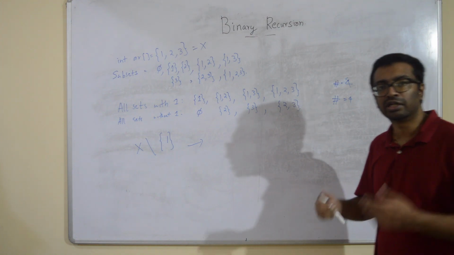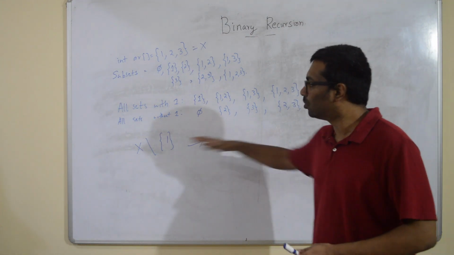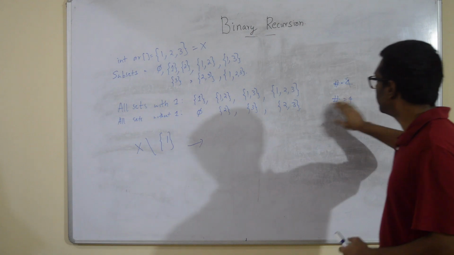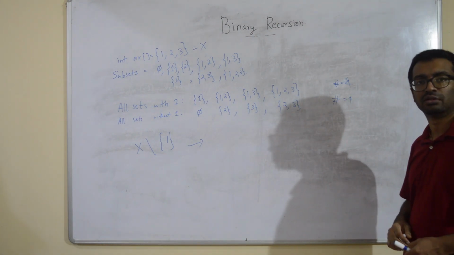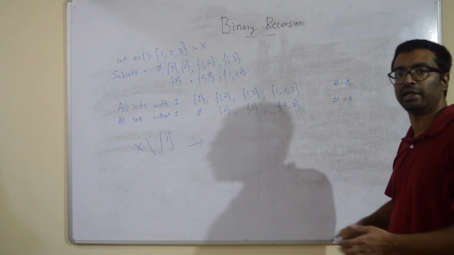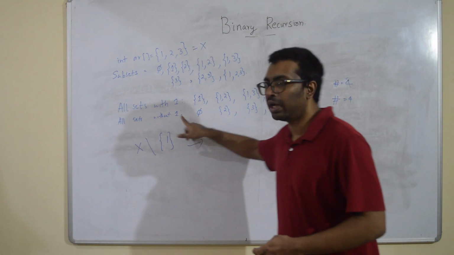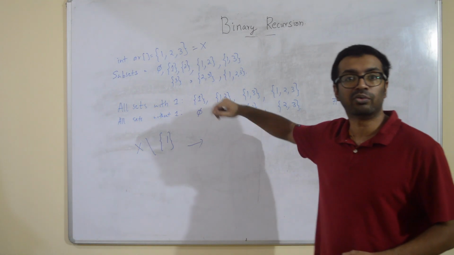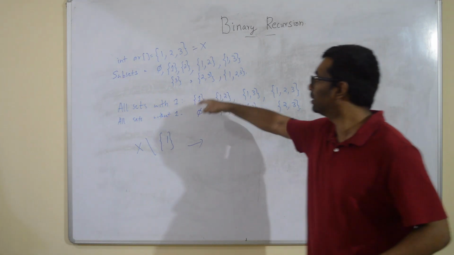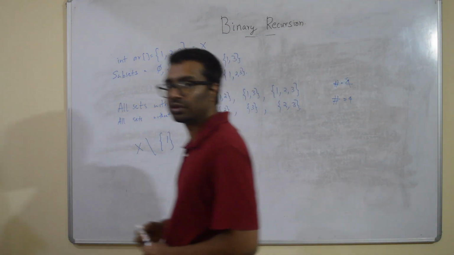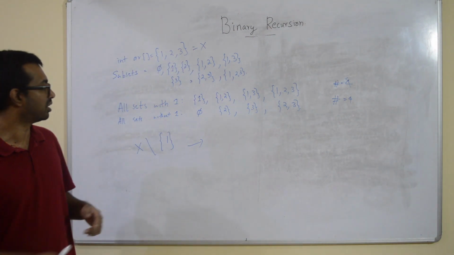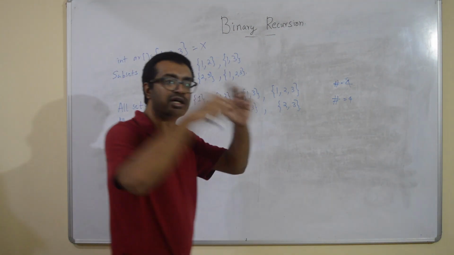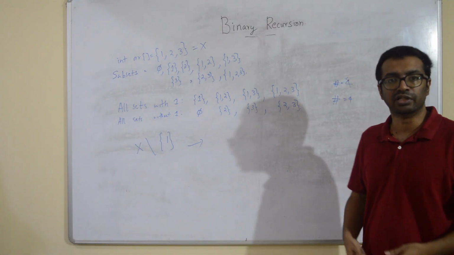Okay, so what is a recursive way to print this thing? I'm going to remove 1 and I'm going to print everyone here, right? And then I'm going to add 1 to each of them above. I'm going to add 1 to each of these sets and then print that set. Okay, so that's the recursive call. So the recursive call is you take the set X, remove 1 and call it recursively, right?